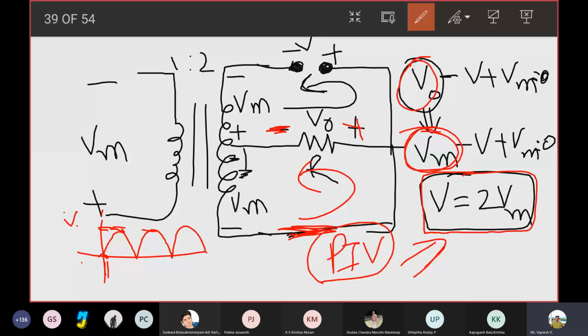So you have to take the highest value of V naught, which is Vm, to find out the highest value of voltage in the reverse direction for a diode. So you end up getting Vm minus V plus Vm equals 0. So the peak inverse voltage is 2 times Vm. Is it clear? This is for a center tap full wave rectifier.